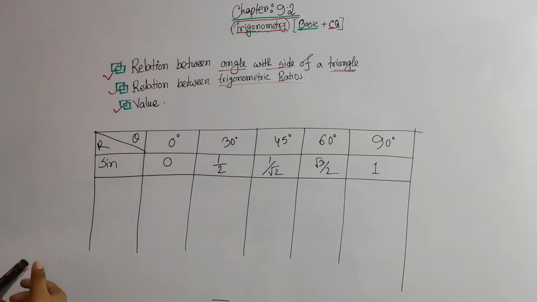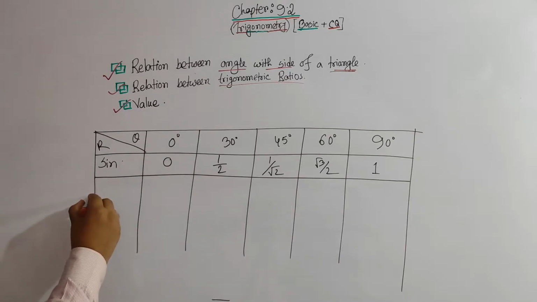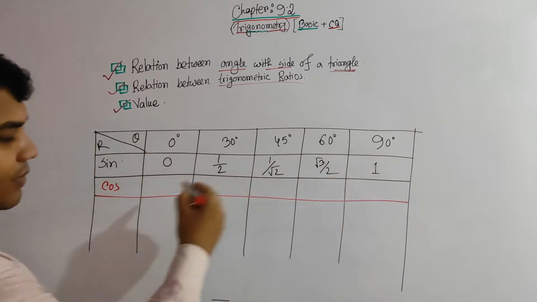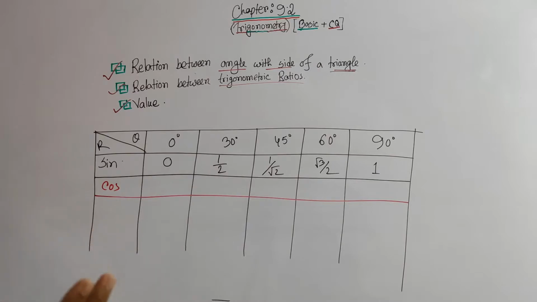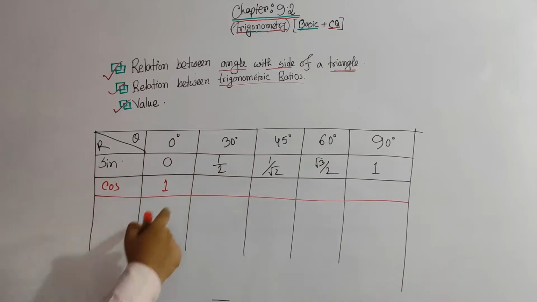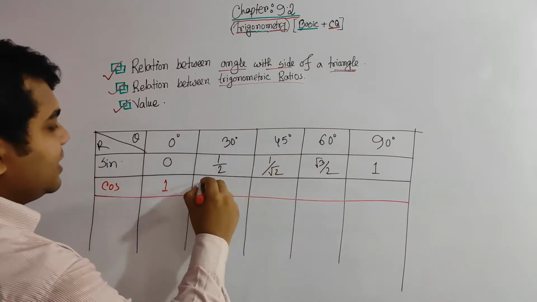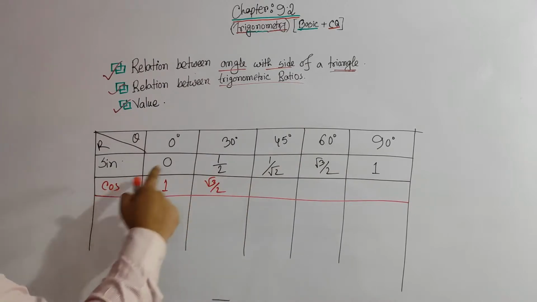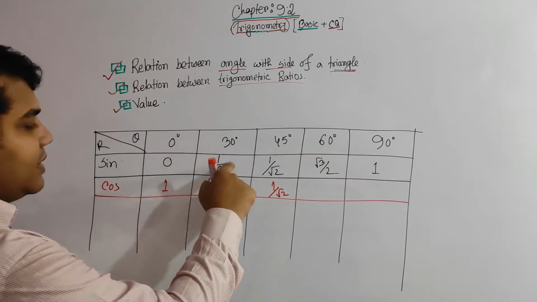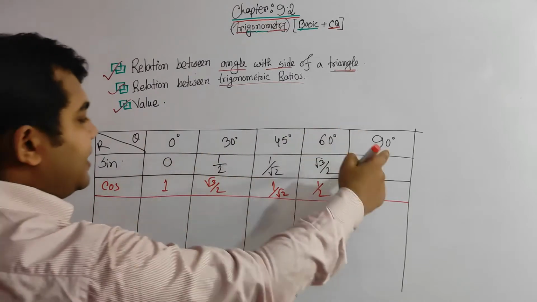Then what will be the cos? Cos must be the inverse of it. So we may go for two ways. One is 90 degree minus theta, or we may just convert it with the values. That means cos 0 degree is equal to sine 90 degree, that means 1. Here the 30 degree, that means the sine 60 degree, root 3 by 2, and cos 45 is 1 by root over 2. Cos 60 degree, that means the sine 30 degree, is half, and cos 90 degree is 0.